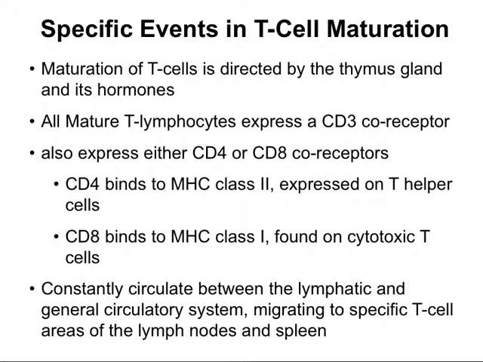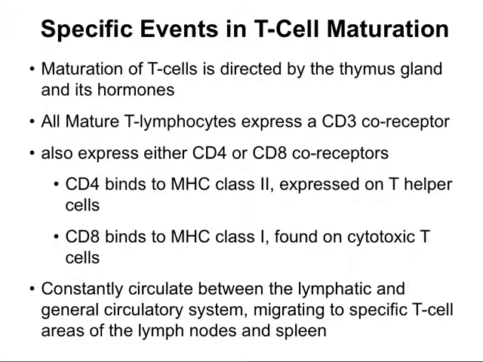The CD4 co-receptors bind to MHC class II markers and are expressed on T helper cells. CD8 binds to MHC class I molecules and are found on cytotoxic T cells. Don't worry about the details of this yet. It'll all make sense as we move through the chapter.